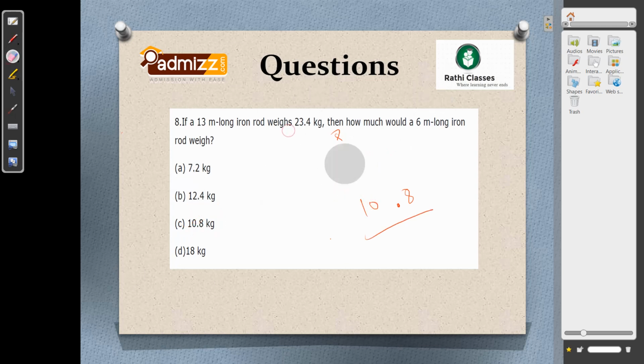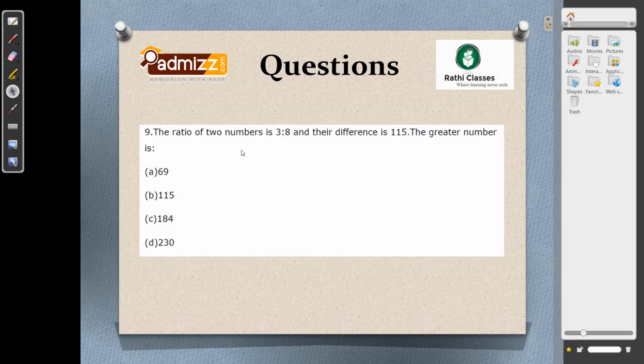Moving on to the next question. In this question, as you see, the ratio of the two numbers is 3 is to 8 and the difference is 115, find the greatest number. It is just 8k minus 3k, 5k is 115, so you will say k is 23. The greatest number would be 23 into 8. 23 into 8, the ending digit should be 4, the option is C.